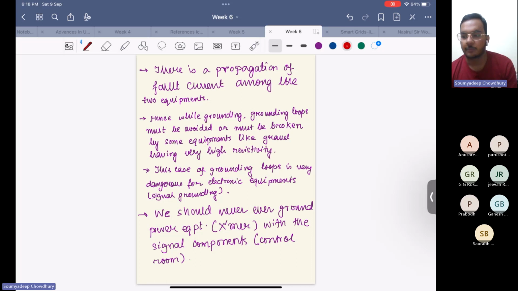We have electronic components in our control rooms, right? There also we need to ground the electronic equipment. There the existence of ground loops is more dangerous, because electronic equipment will not be able to withstand that amount of huge current. That is the reason we should never ever ground any power equipment with the signal components. That is, none of the power components, like transformers and transmission lines, should be grounded with the components of the control room.